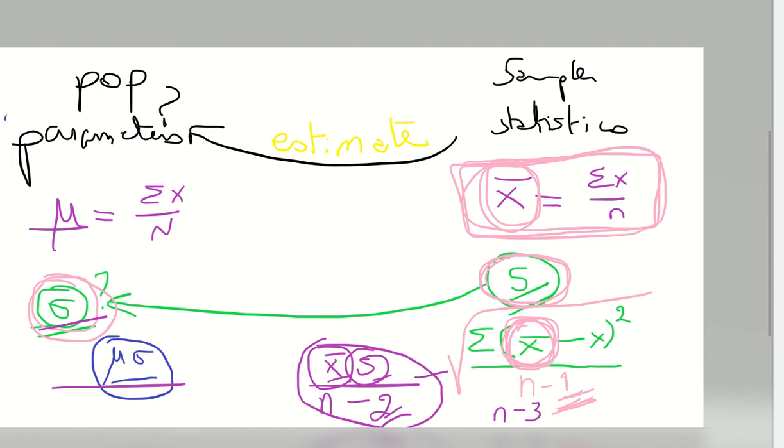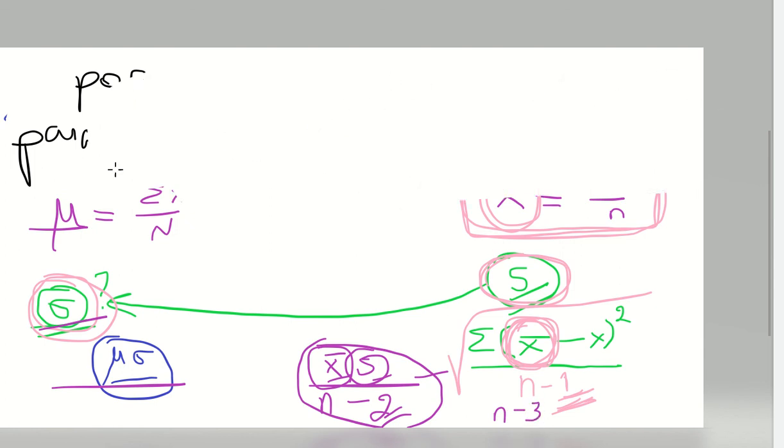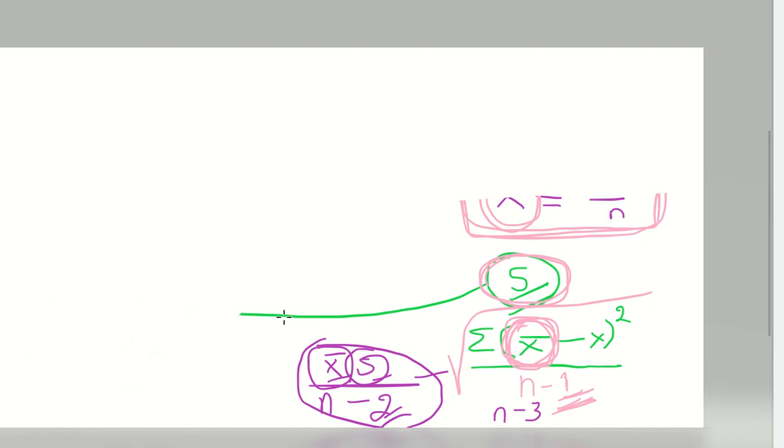Okay? So the point being is the following. Every time you want to estimate a parameter, and you use an estimate as part of your estimation, you lose a degree of freedom. You lose 1. And therefore, you do not divide by n, you divide by n minus 1 for the standard deviation. And therefore, the formula becomes the following.